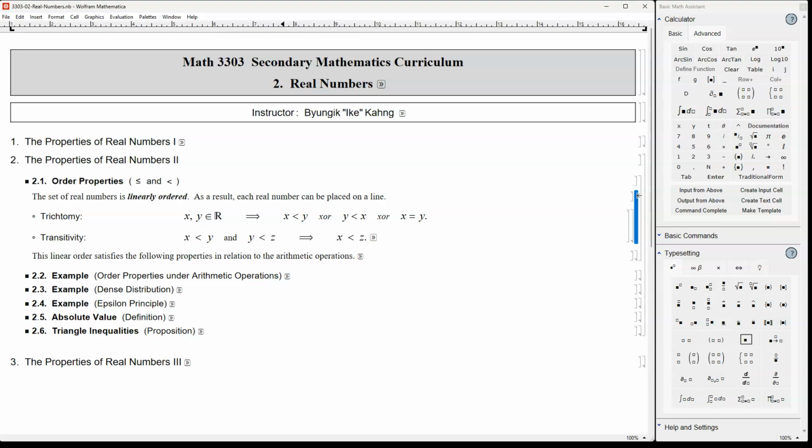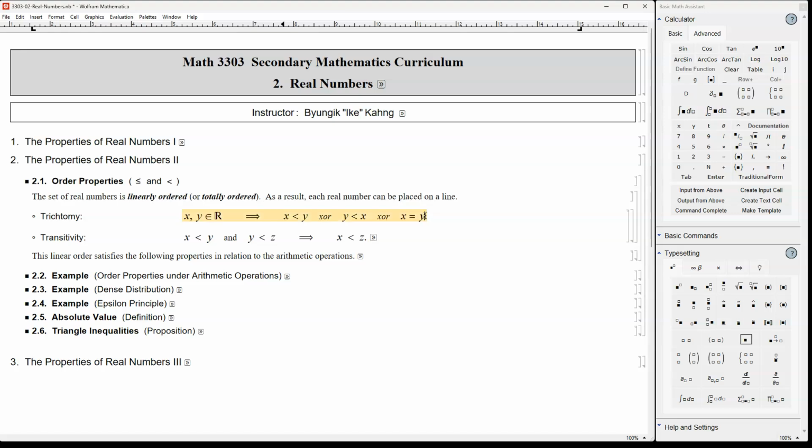The set of real numbers is linearly ordered or totally ordered. They mean the same thing. As a result, each real number can be placed on a line. So what do you mean by linearly ordered or totally ordered?